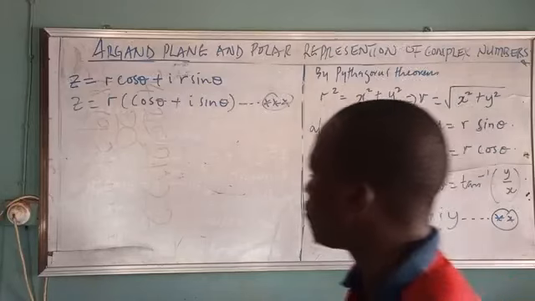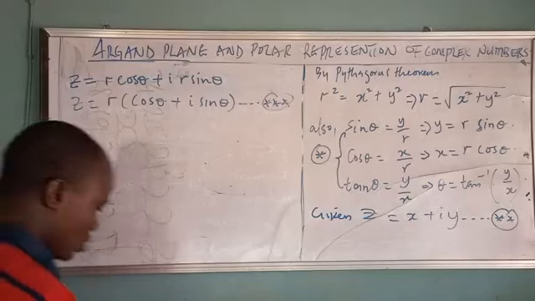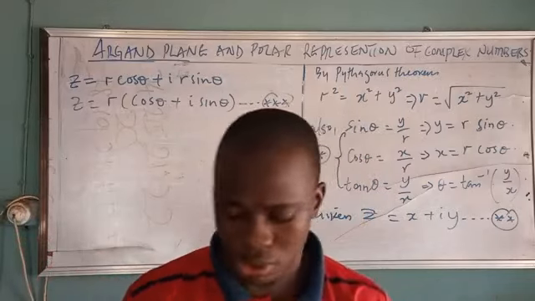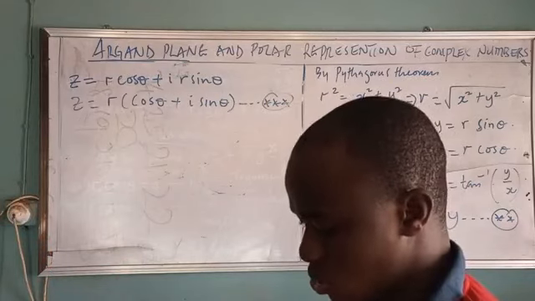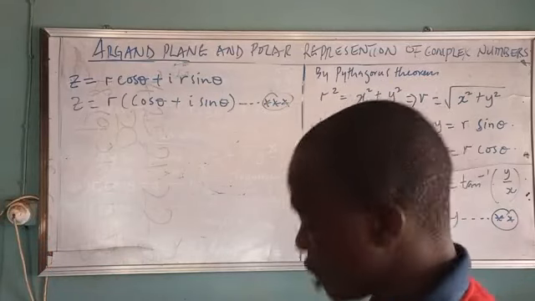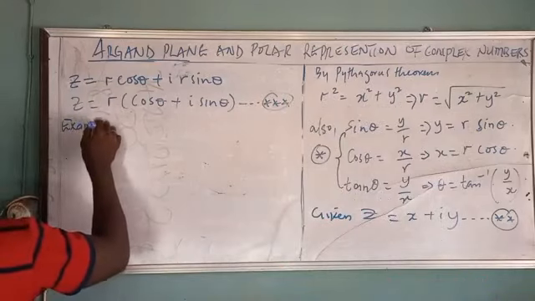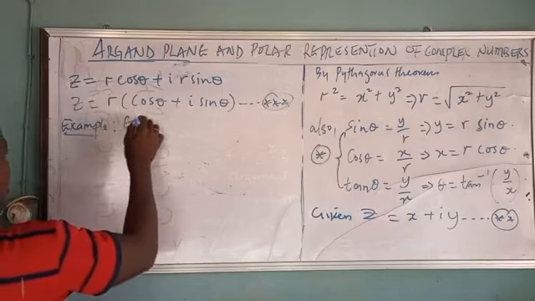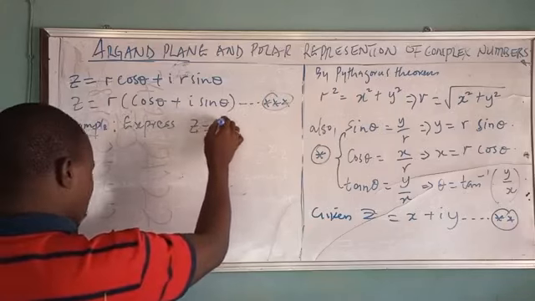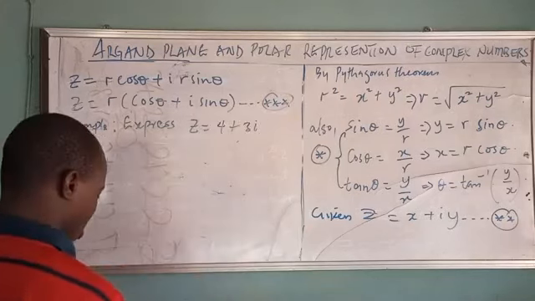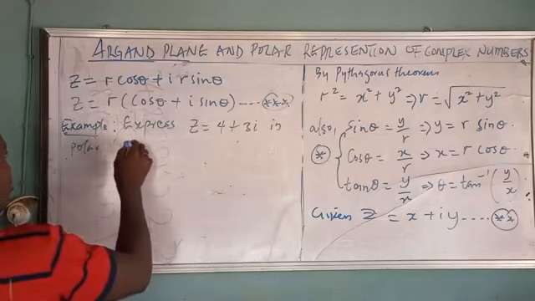Now, giving this example in order to buttress what we've been saying since morning: if you are given a question to express in polar form, how do you do it? Let's look at this one. Example 1: express z equals 4 plus 3i in polar form. To express this in polar form, how do you do it?